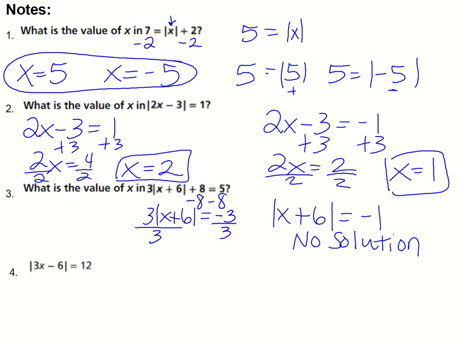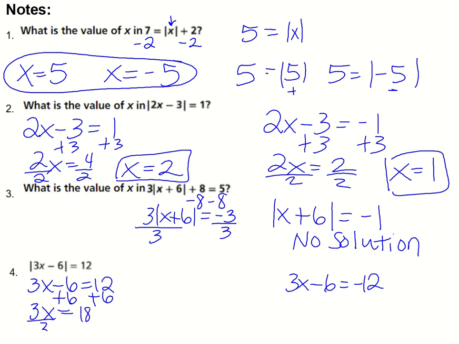Okay, so what we should have done is set up two equations. 3x minus 6 equals the positive version, 12. And then we need to do 3x minus 6 equals the negative version, -12. So I'm going to add 6 to both sides. 3x equals 18, right? Divide by 3, and I get x equals 2, right?